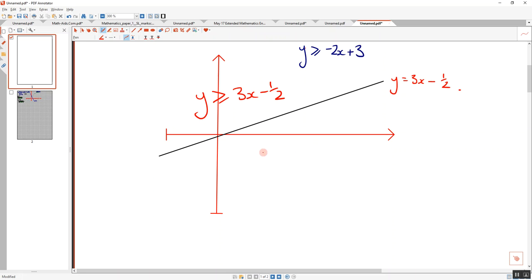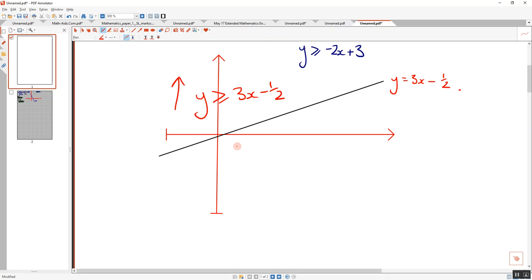Can you repeat that, please? Okay, a little bit slower. My line is 3x minus 1/2. If I am above the line, it's going to be greater than, okay? Because imagine if you're going above the line, what's happening to these numbers as I go up? They're increasing, they're getting bigger and bigger and bigger, okay? So we can say that y is greater than 3x minus 1/2. Okay, so if you're above the line, it's greater than.